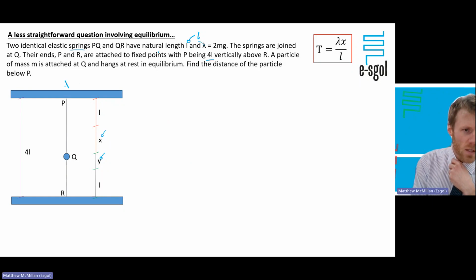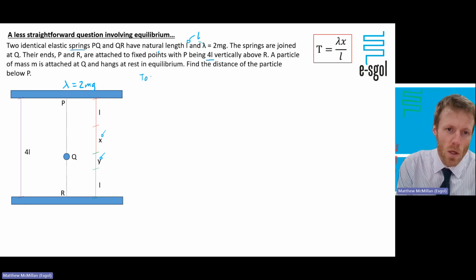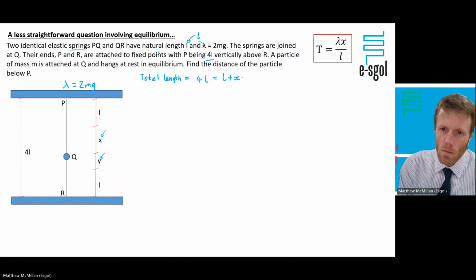The other thing I'm just going to put next to the diagram is my lambda is 2mg. Now, to start with, I'm just going to look at my total length. The total length of this situation is 4L, and that is equal to one of the L's plus an X plus a Y plus the other L. I'm just going to park that there because I think I might need that later.